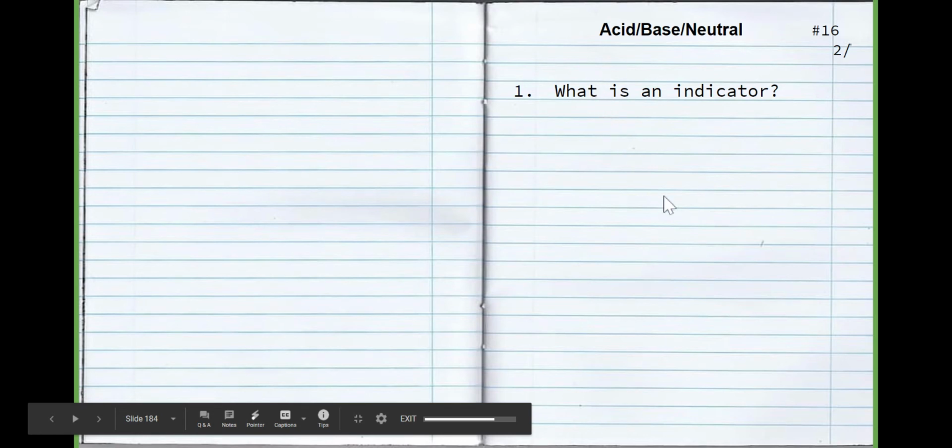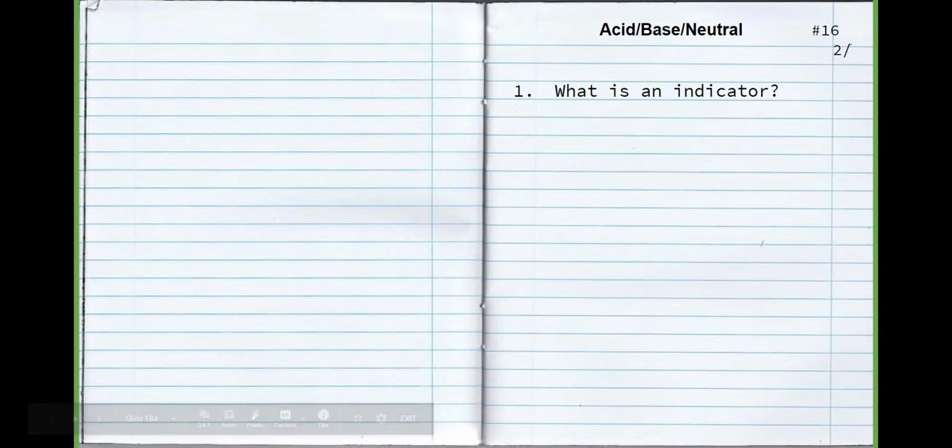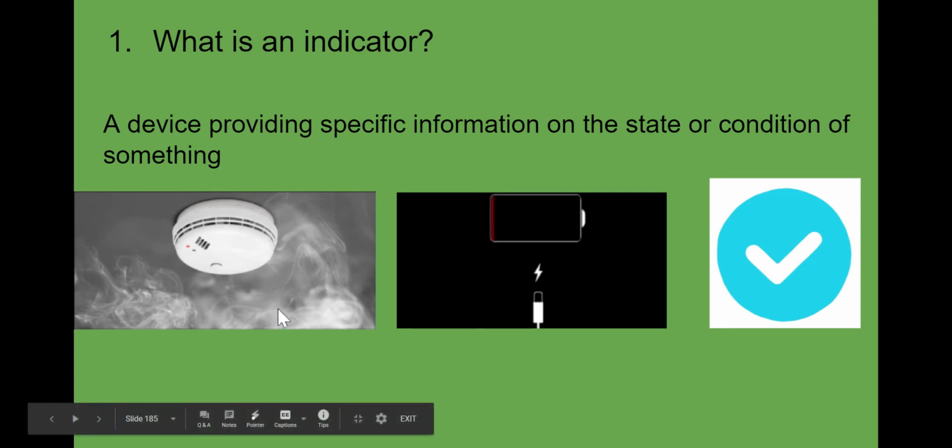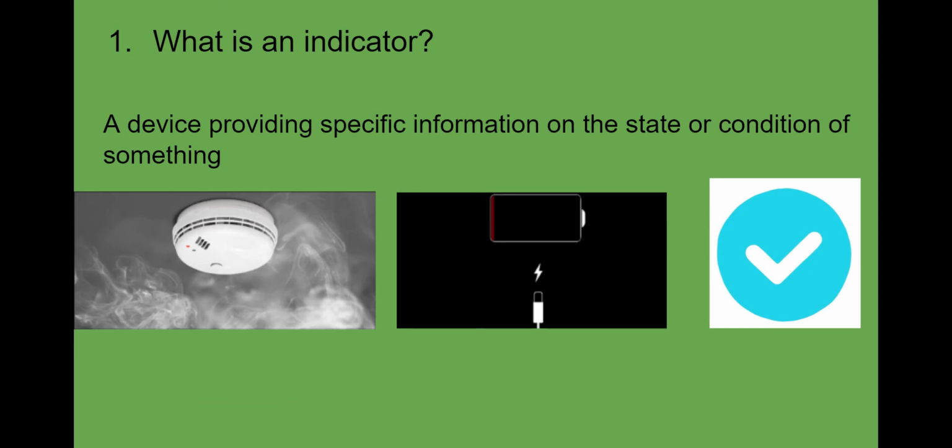And question number 1 is, what is an indicator? So this should be a word we've maybe heard before. And an indicator just means a device that gives you specific information about the state or condition of something. So, for example, a smoke alarm, right? We would know if we heard that sound, it means exit the house, there's smoke in the air.